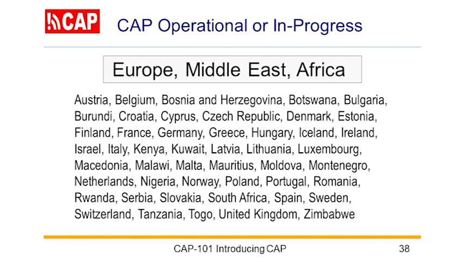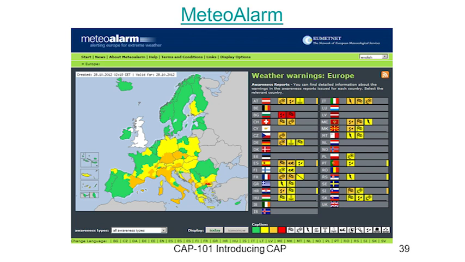Let me turn now, though, to Europe, the Middle East, and Africa. So here I'm aware of operational or in-progress CAP implementations in these 48 countries. And in Europe, there's a system called Meteoalarm, which predated CAP, but now is also interoperable with CAP because they put out CAP feeds at the national levels. This is operated on behalf of the 36 European National Weather Services, and actually they include Israel at the moment as well.